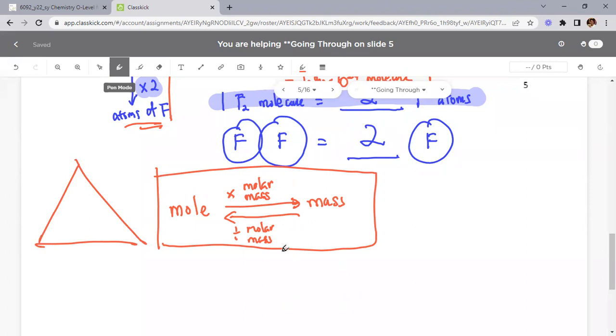And the triangle looks like this. Mole, molar mass, then this is mass. So this is the first thing we have applied throughout this worksheet here.